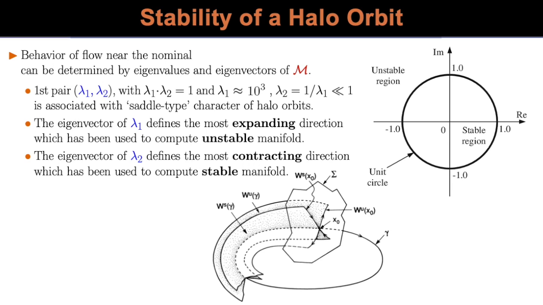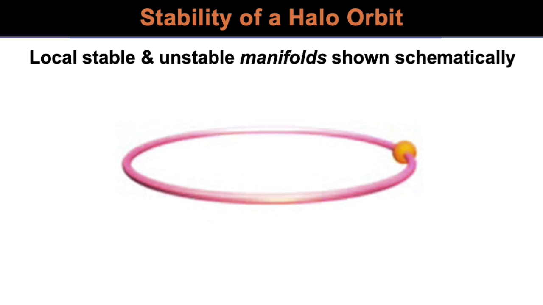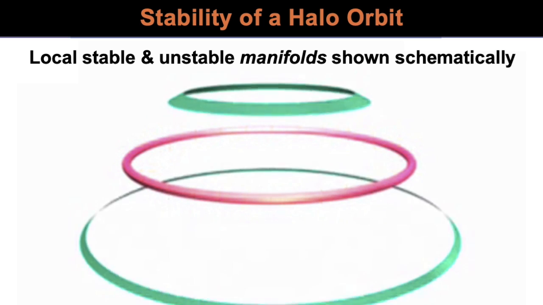If you compute this out backward in time, very far, all you have to do is get on the stable manifold, and the dynamics will naturally take you to the orbit you want to get to. So that's lambda 1 and lambda 2. Let me show schematically again the local stable and unstable manifold.